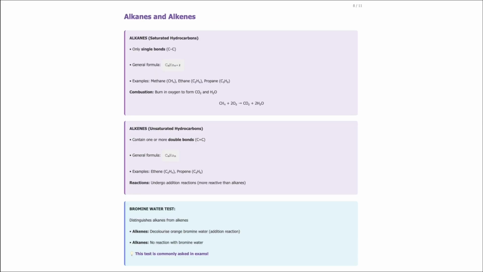Alkanes like methane and ethane are stable and burn cleanly in oxygen. Alkenes like ethene contain a double bond between the carbon atoms, making them more reactive. The bromine water test distinguishes them. Alkenes decolorize orange bromine water, while alkanes do not. This test is commonly asked in exams.